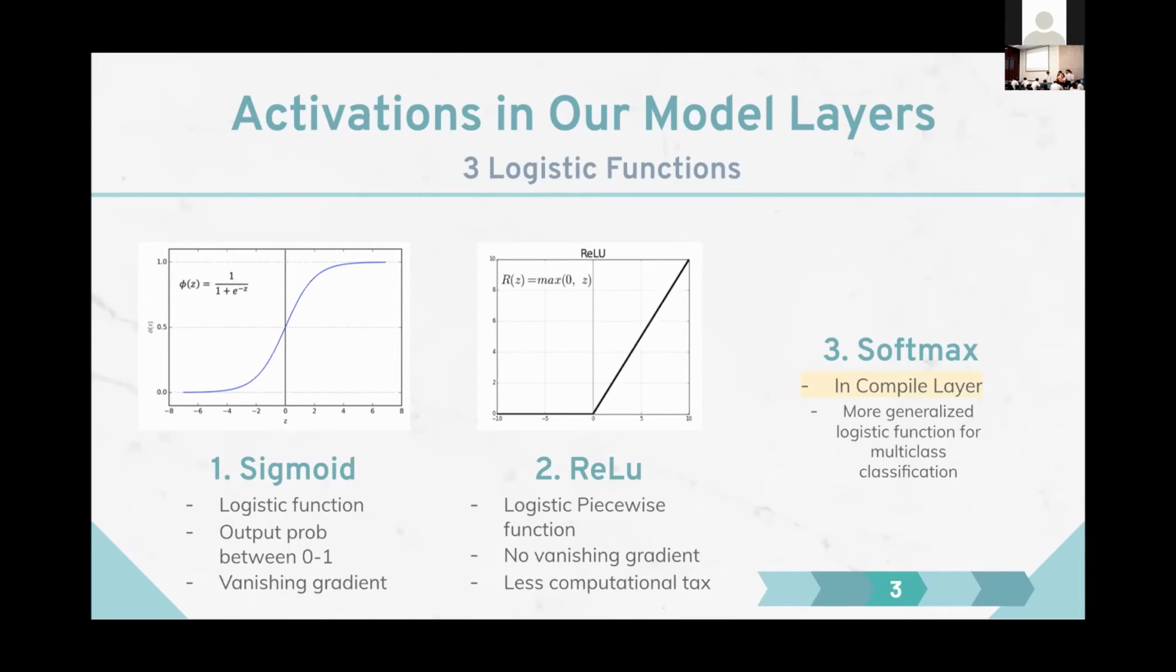This is a piecewise function, so it will not vanish the gradient, as if x is more than 0, the slope will be 1. So this requires less computational effort because we can compute the value of y easily when x becomes more than 0. The last type of activation we use is softmax. In the compiler, we utilize a logistic function for multi-class classification.